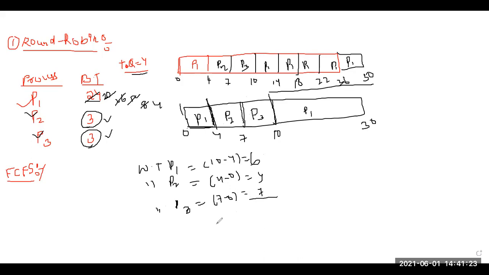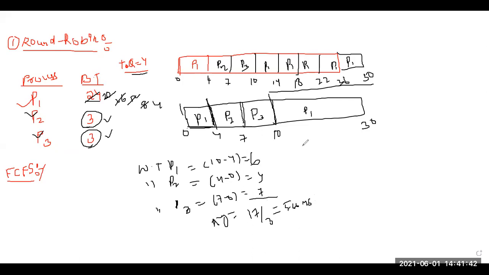So what is the average waiting time? The average waiting time will be 6 plus 4 plus 7, that is 17, divided by 3, which will be 5.66.